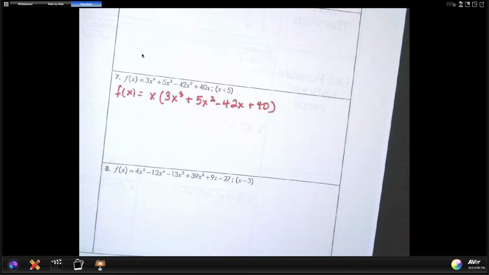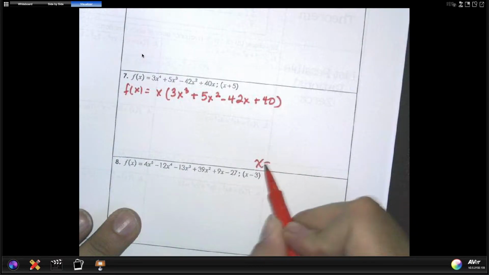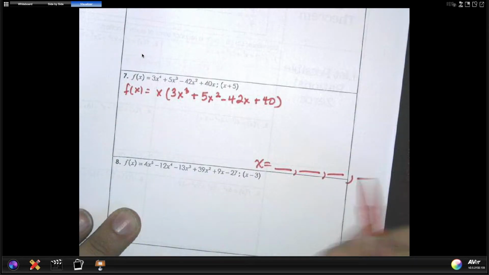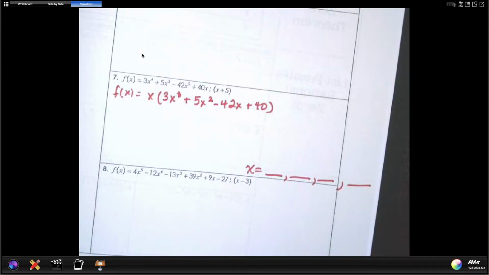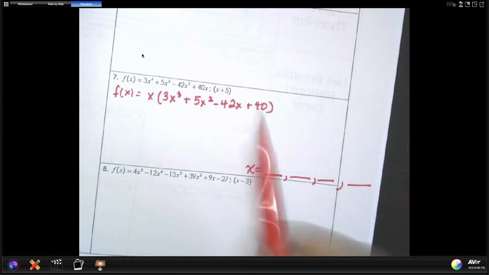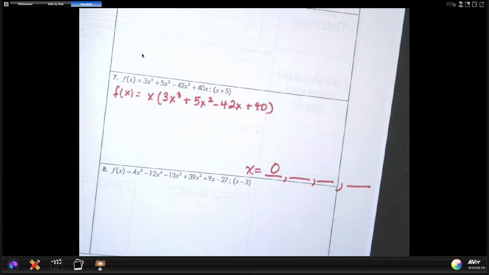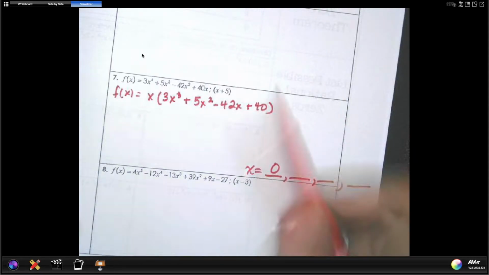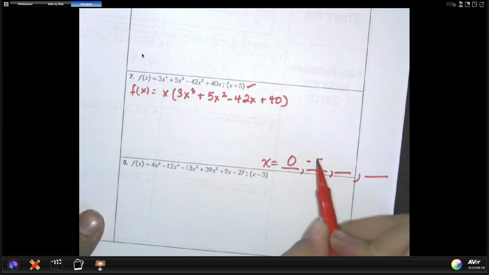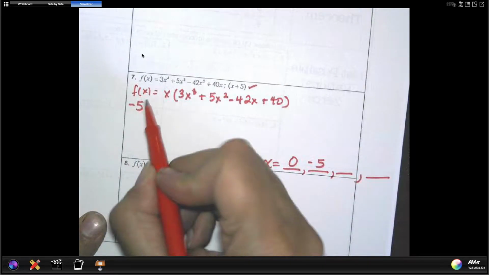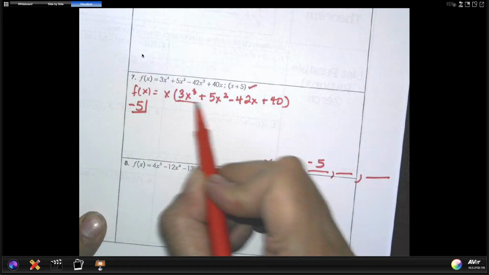Okay? How many zeros are you going to have? 4. Do you already know what one of them is going to be? 0. Because you set that equal to 0. You also know another one, which is what? This -5 right here. So now let's go ahead and take -5, and we're going to put it in this one right here.